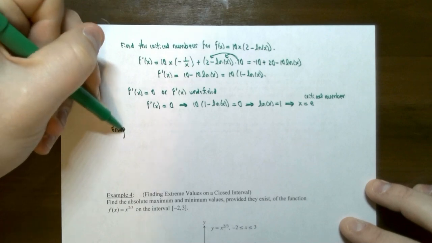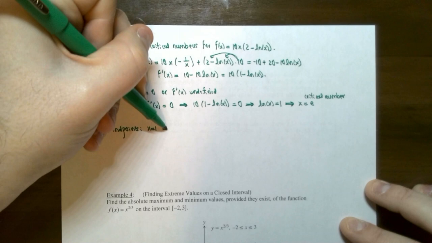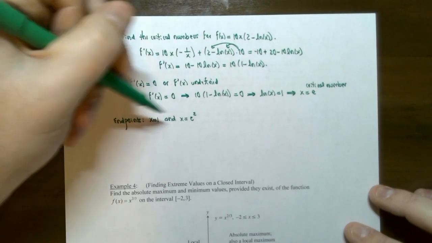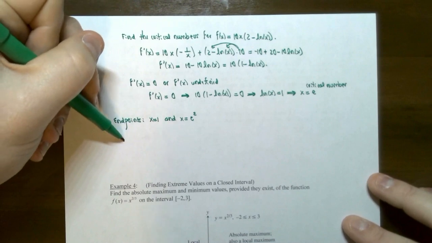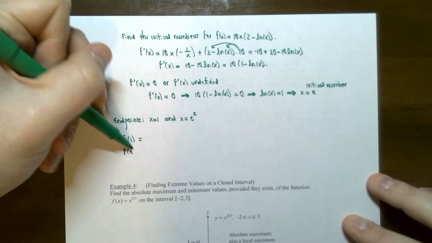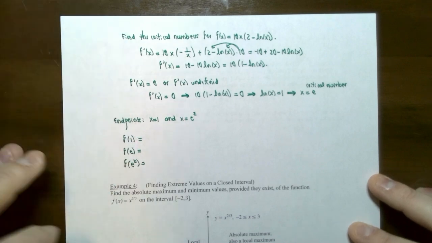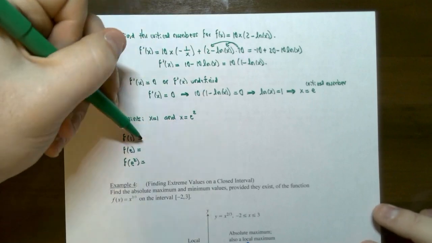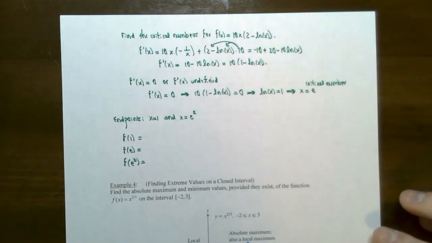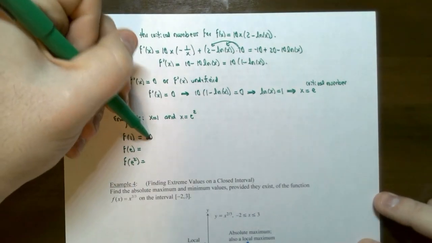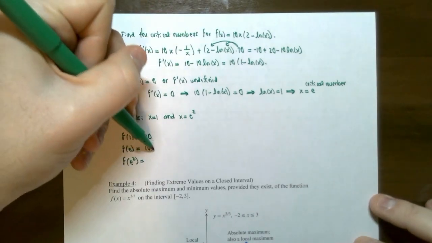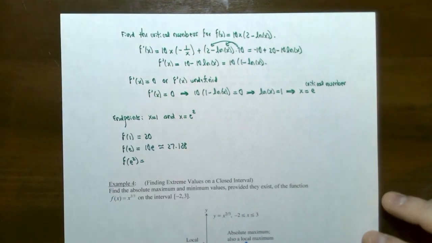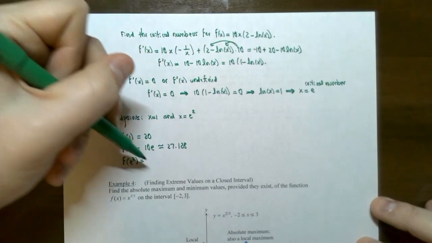The endpoints were x equals 1 and x equals e squared. And now substitute in the values, the critical number and your endpoints, into the original function. The largest y value is the absolute max, and the smallest y value is the absolute minimum. So if you substitute in x equals 1 into the original function, it will turn out to be 20. If you substitute in e, you'll get 10 times e, which is approximately 27.128. And then substituting e squared into the original function, you will get 0.